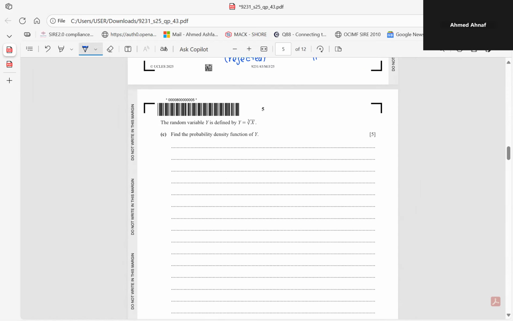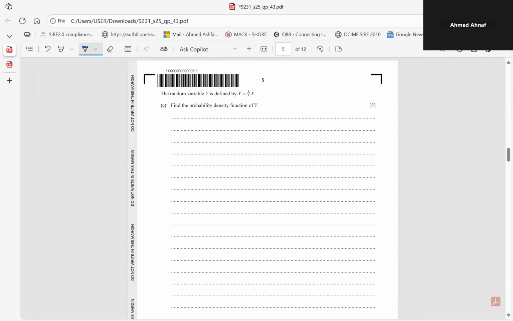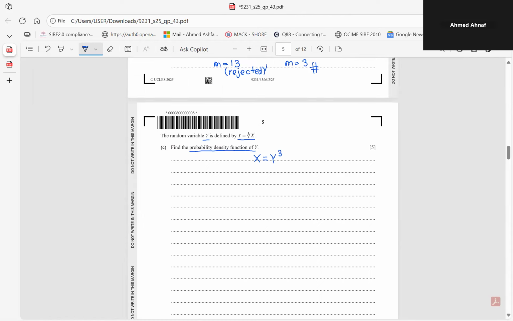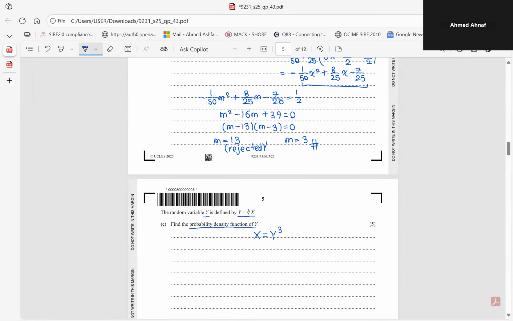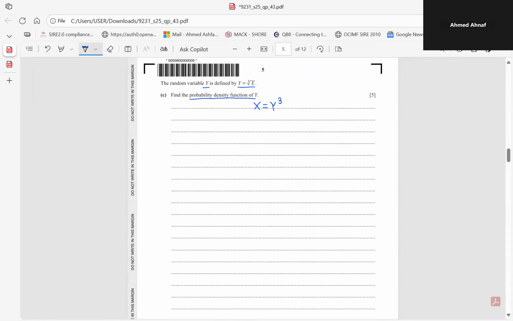Let's head on to the final part. Now we are told that the random variable y is defined by y equals the cube root of x. Using this, you have to find the PDF of y. First of all, let's get rid of the cube root and express in terms of x. So x equals y cubed. To start off, let's write down the CDF of x, the cumulative distribution function. So we write this big F of x.